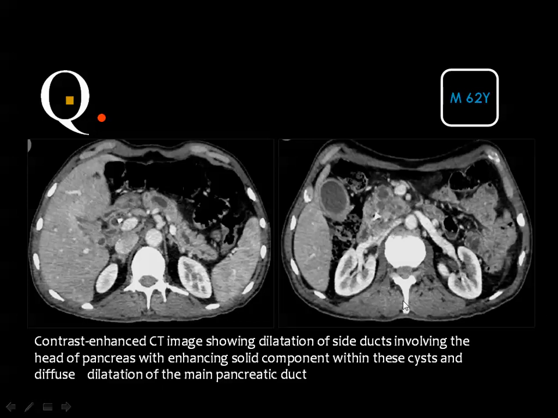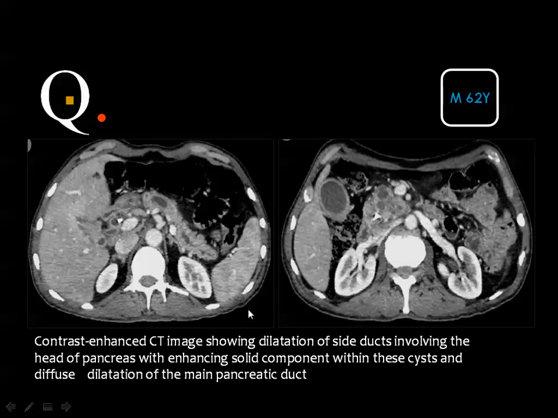Okay, this is the CT scan of the abdomen after intravenous contrast, and you see that there is some enlargement of the pancreatic head, and this is the common bile duct stent. No, this is not a stone, this is the stent, and they see interrupted dilatation of the main pancreatic duct.